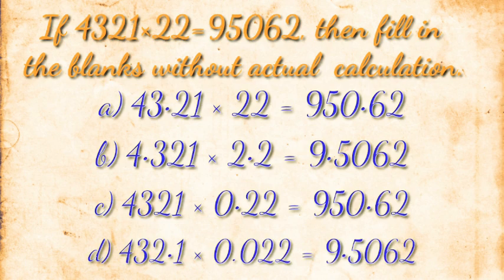Next is 432.1, multiply it with 0.022. So the answer is 95,062. Insert the decimal now. Count the decimal places in the multiplicand as well as in the multiplier. 1 2 3 4. Total 4 places we have to leave. The answer will be 9.5062. And students, whenever you are going to multiply and insert the decimal, keep in mind you have to insert the decimal from the end. Count the digits from the end, not from the beginning.